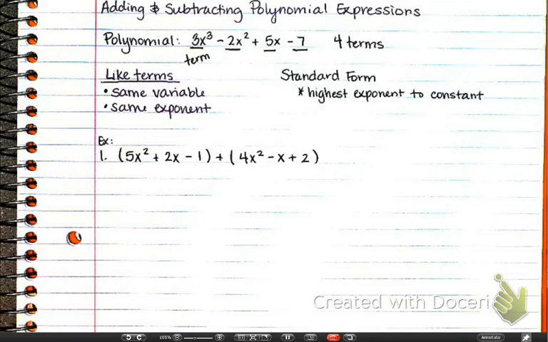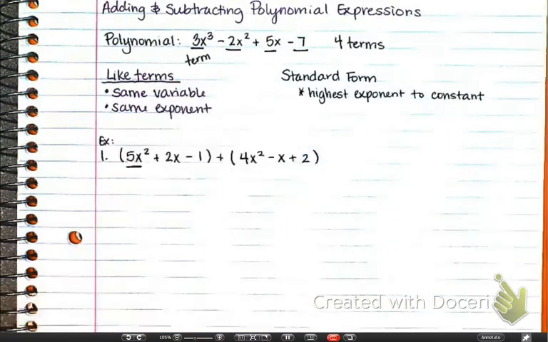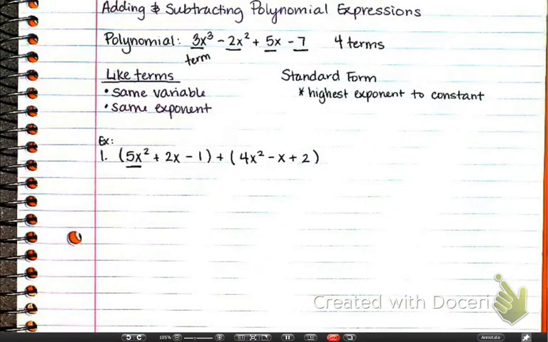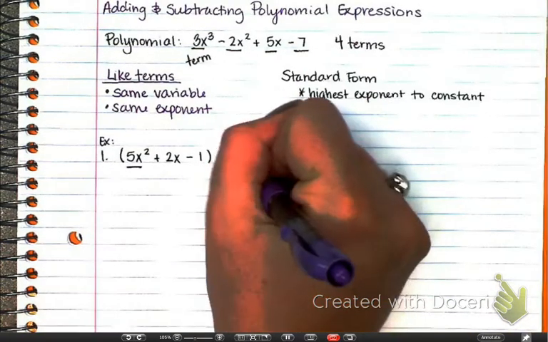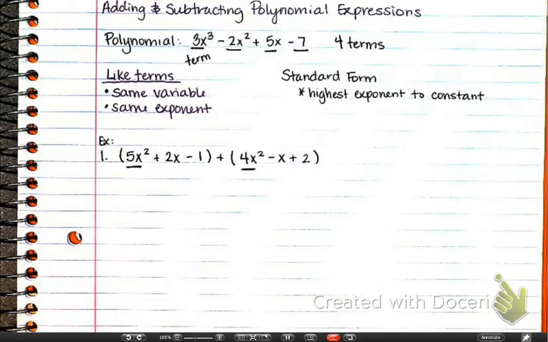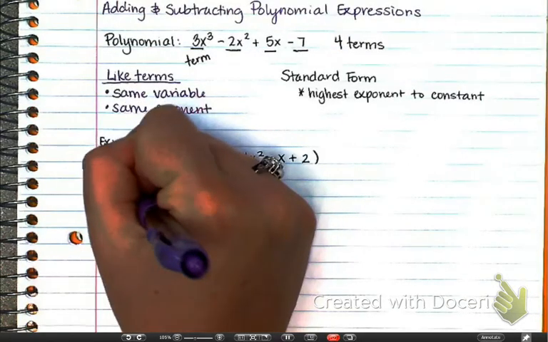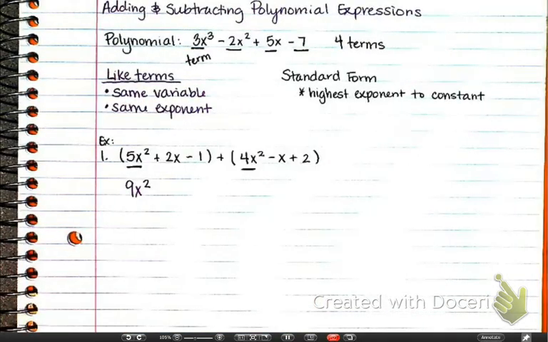So if I look at this expression, what is my highest exponent? 2. So I have a 5x squared, and this is where the colors come in, so I'm going to underline 5x squared. What can I combine that with? What else has an x squared? 4x squared. When you're combining like terms, you are just adding or subtracting coefficients. So 5 plus 4, 9. 9x squared. Do not change your exponent or variable. You are just adding and subtracting coefficients.